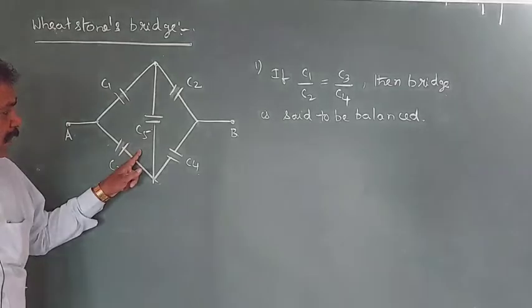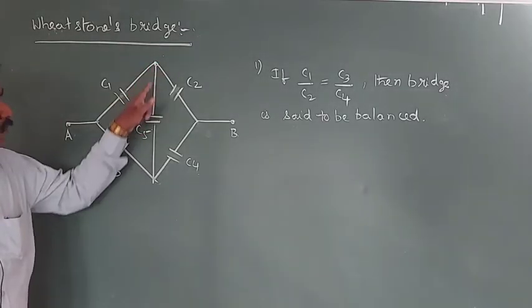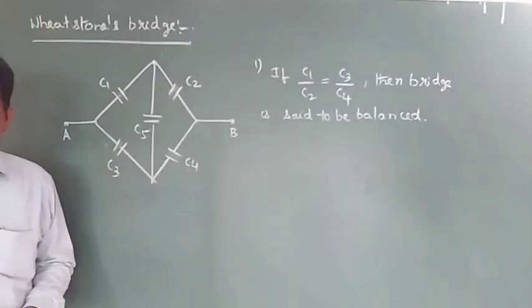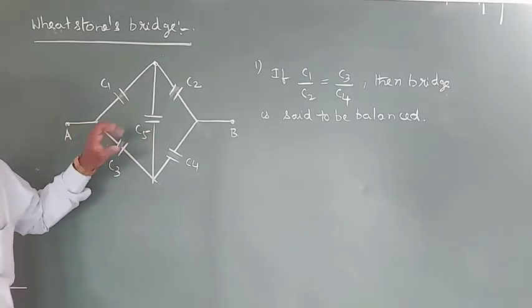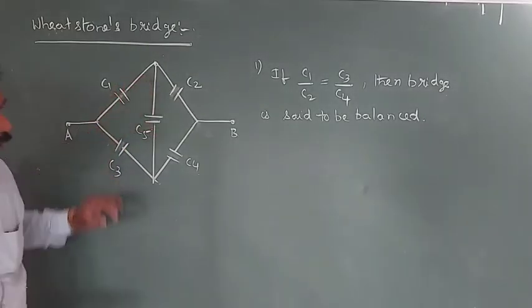When the bridge is balanced, there is no charge flowing through C5. So the charge on C5 is equal to 0 because this is ineffective.